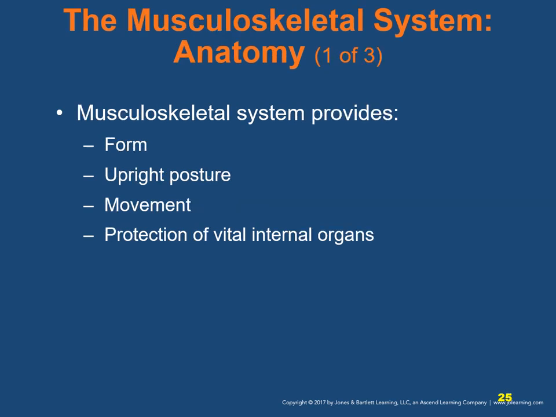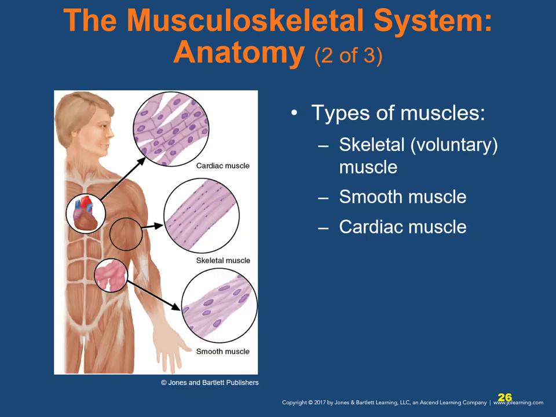Now let's move on to the musculoskeletal system. The musculoskeletal system provides form, upright posture, movement, and protection of vital internal organs. There are 3 types of muscles: skeletal, smooth, and cardiac. The skeletal muscle attaches bones to the skeleton and forms the major muscle mass of the body. It's also called voluntary muscle because it's under direct voluntary control of the brain. Movement of the body results from skeletal muscle contraction or relaxation.